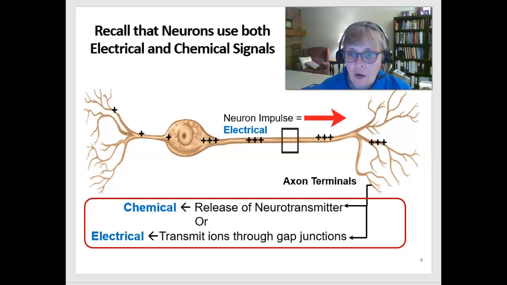At the axon terminal, a chemical may be released called a neurotransmitter, so that will be a chemical signal. Another alternative is that at the axon terminal, ions are released, or I guess move, from the axon terminal into another target cell. And that happens through gap junctions, and I'm going to show you a picture of that.